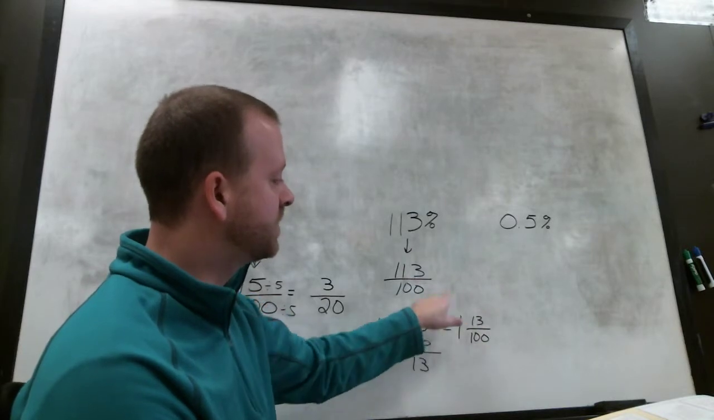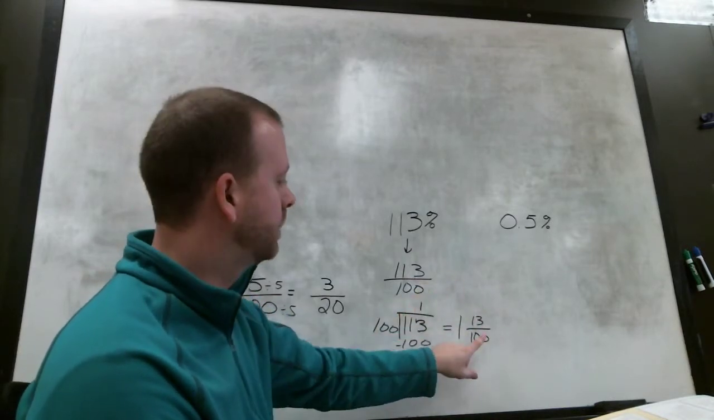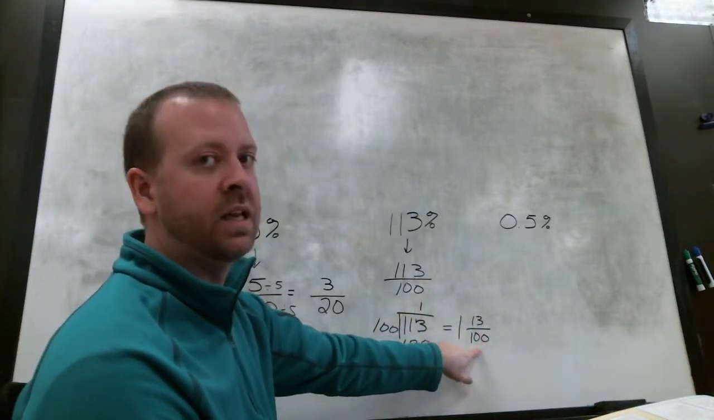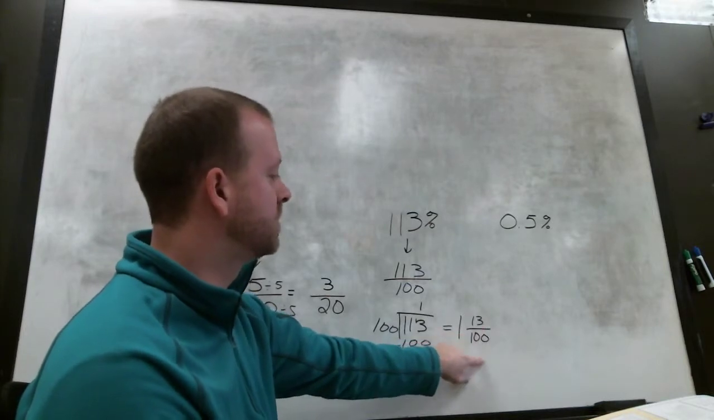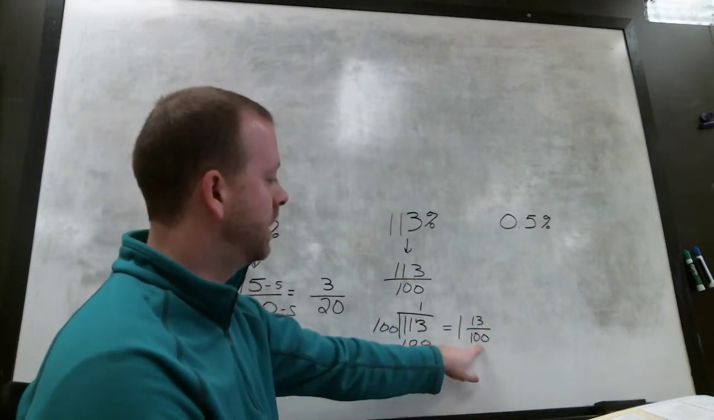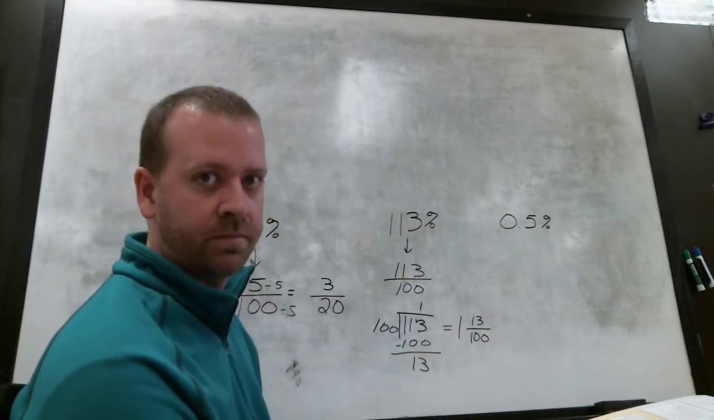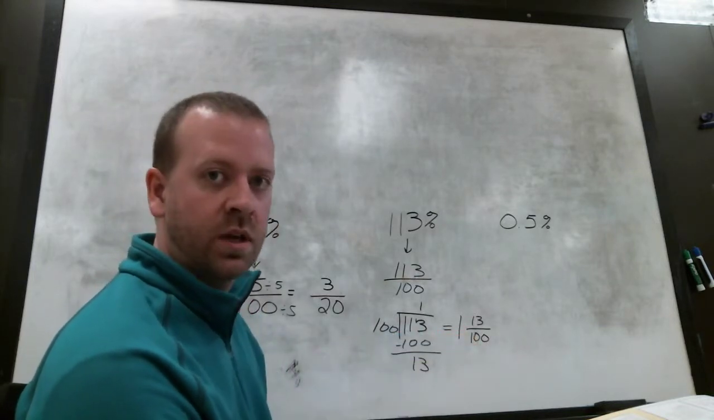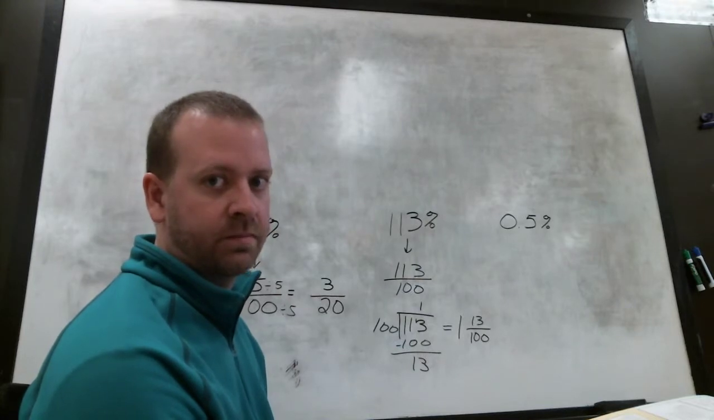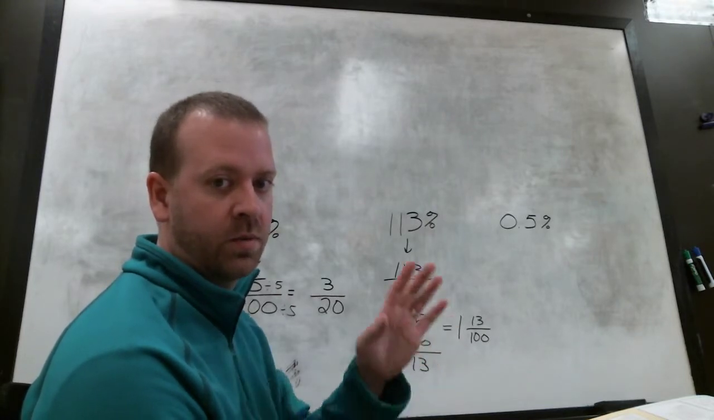And also, just because it's now a mixed number, make sure that it is in simplest form, which this one is, because 13 is a prime number and 100 is not a prime number. Okay, 13 cannot go in evenly into 100, and nothing else can go into either of those to simplify it. Okay? Hope you're with me so far.